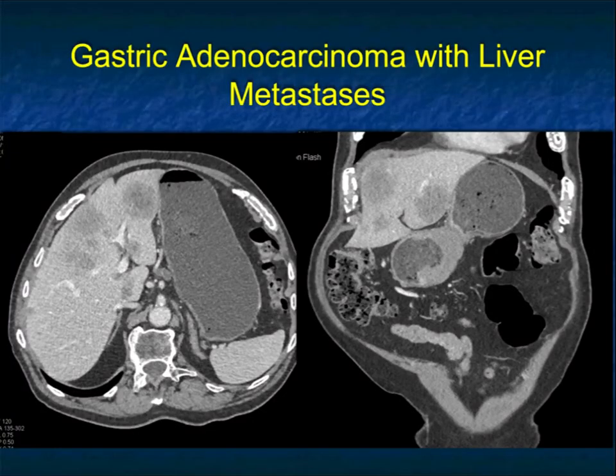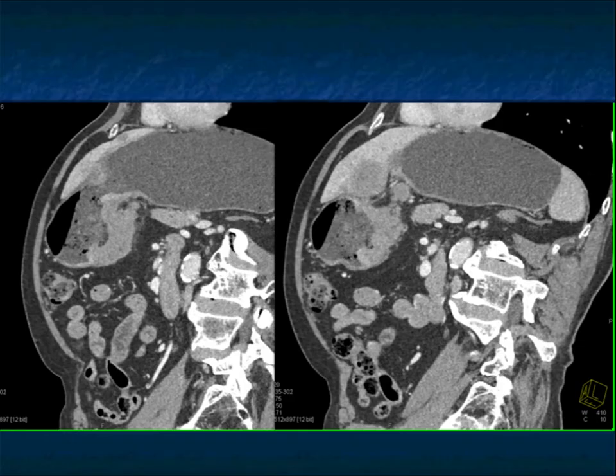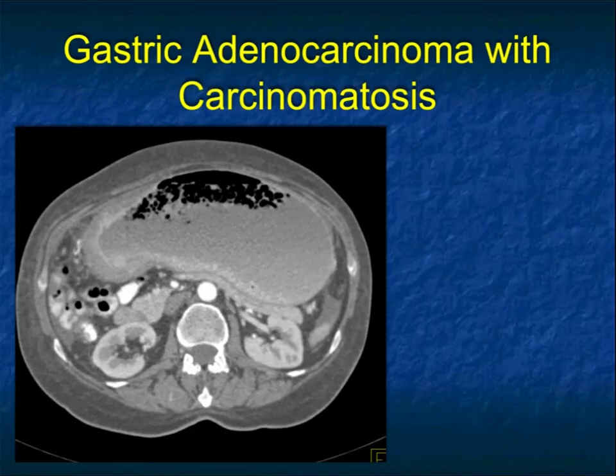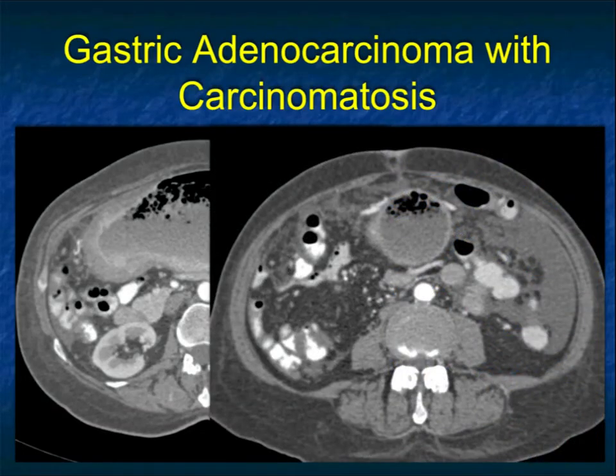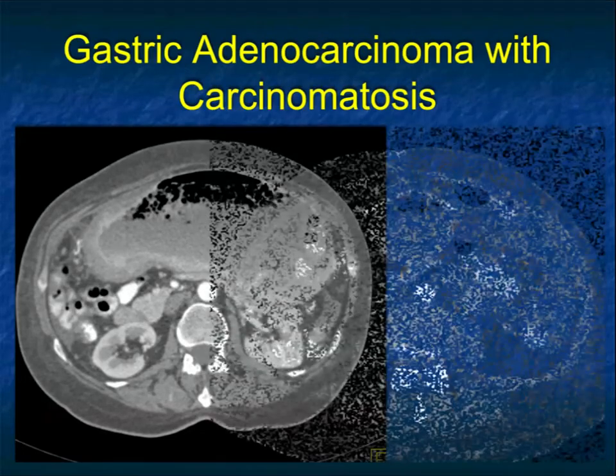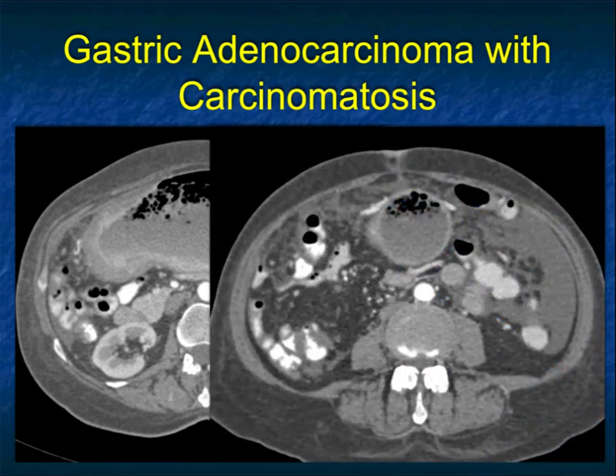Now, in terms of liver metastasis, the liver mets with gastric adenocarcinoma are typically hypovascular. These are large metastases. You can see the patient's infiltrating tumor. You also can see the adenopathy. We also look for carcinomatosis. Gastric adenocarcinoma classically will give carcinomatosis. You can see the nodularity on the omentum and in the mesentery in this case.